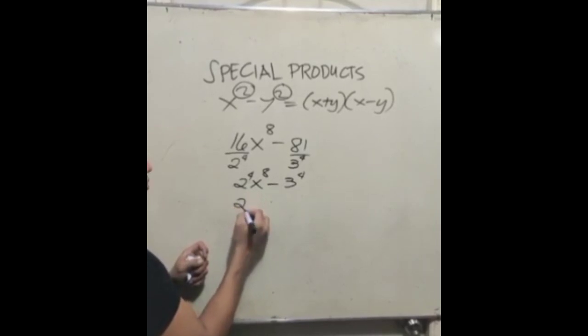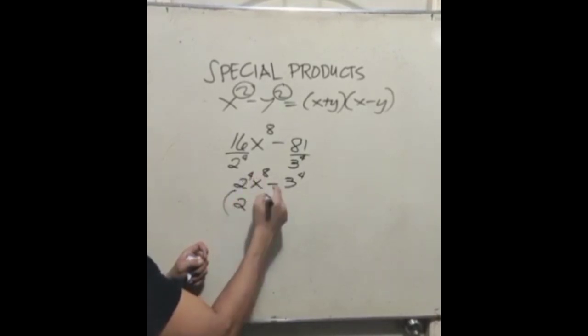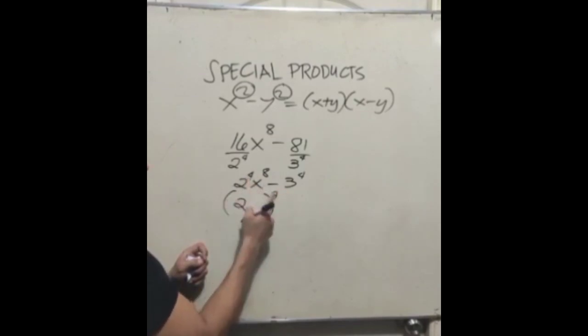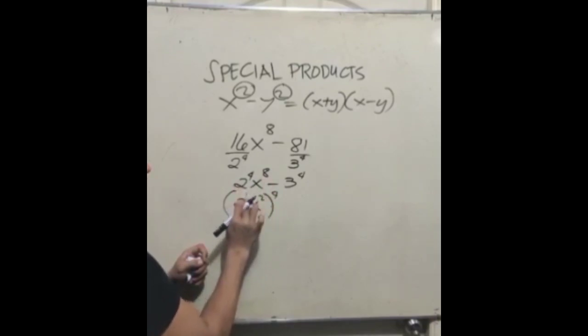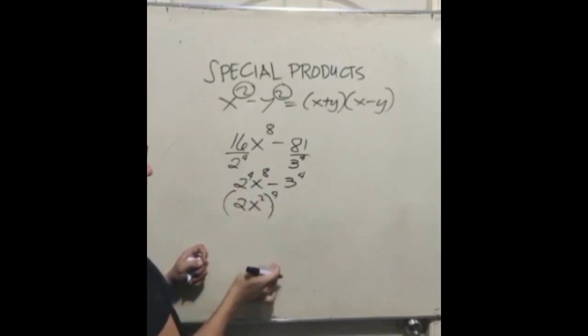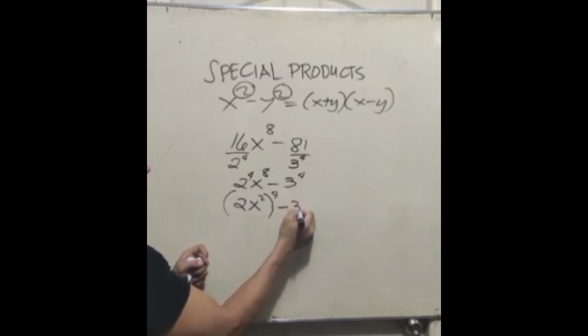So we say 2, and then ilabas natin yung common, which is 4, right? Common ni 4 at saka 8 is 4. Labas natin yan. 4 divided by 4, that is 1. Right, Zan? And then 8 divided by 4, that's 2. So we have x squared. No need to write 1. Anyway, in algebra, understood it's 1. And then minus 3 raised to 4.